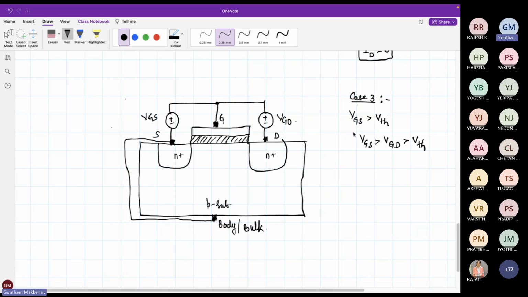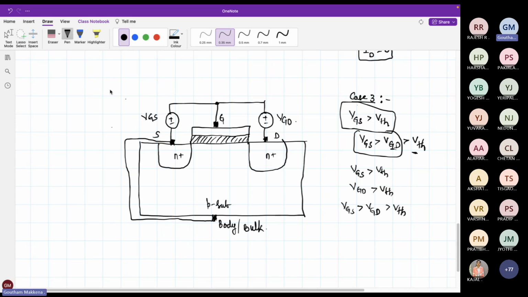What about the channel? Is it formed? Yes, VGS is greater than VTH, so the channel is formed. I am also saying VGS is greater than VGD and VGD is also greater than VTH. Does that make sense? I am trying to give a relation between these two also, which is VGS greater than VGD, and both are greater than VTH. This is the case that I'm trying to solve.